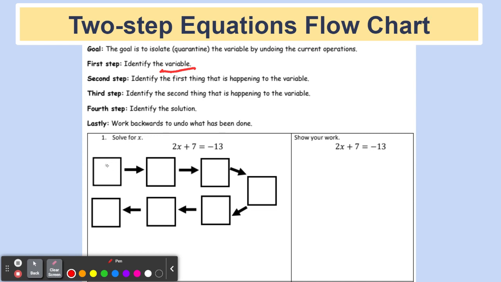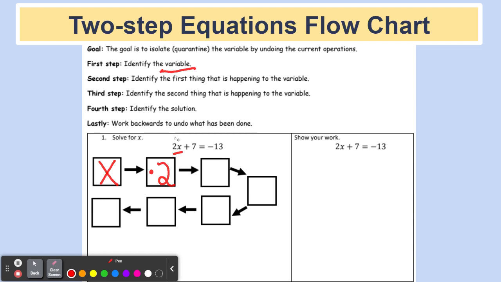First, we're going to identify our variable. Our variable in this problem is x. So I'm going to put that in the first box. Second, we're going to identify the first thing that is happening to our variable. Well, this equation says 2x plus 7 equals negative 13. That means that our variable x is being multiplied by this number 2. So we're going to write times 2 in the second box because that's the first thing that's happening to x.